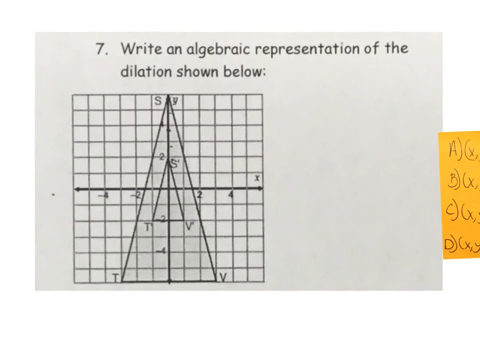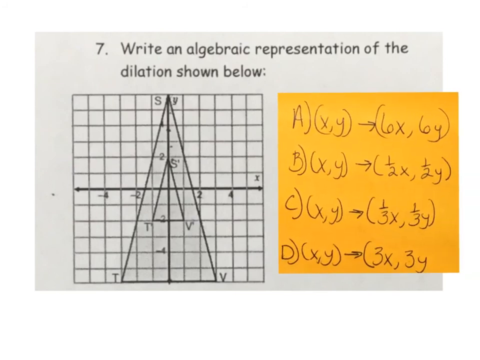Number 7 says to write an algebraic representation of the dilation shown below. So this is a dilation. It's either an enlargement or a reduction. You need to figure that out, and then once you've got that, you're going to find out what we're going to multiply by to get from either bigger to smaller or smaller to bigger. So some of my choices are here. Oops, there's supposed to be a little parentheses right there. There you go.